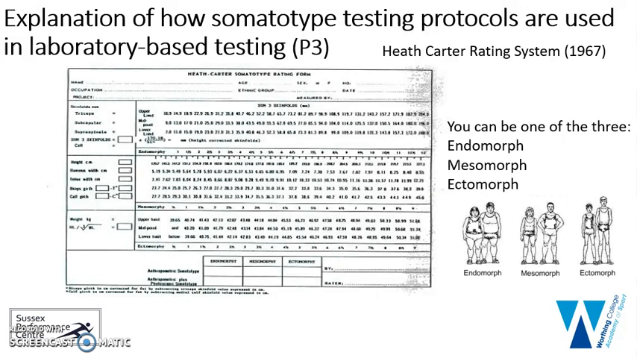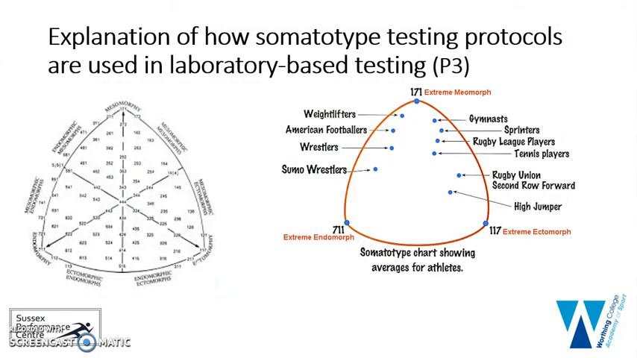To calculate the Heath-Carter rating system, you need height, weight, skin fold thickness, body diameter, and body circumference. You put it into the diagram shown and you can calculate what body type your client is. Using those results, you can put this on a chart like this. It will help you find what sport is the best for your client, or what sport your client is best suited to.